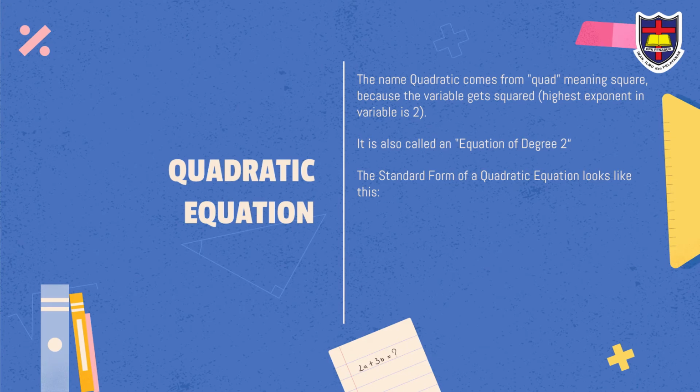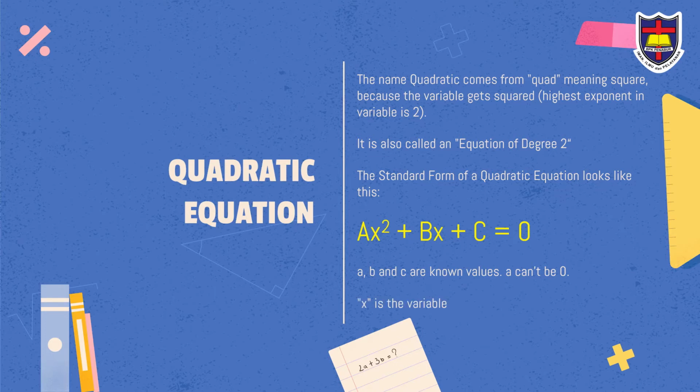So we can see the standard form of quadratic equation: ax squared plus bx plus c equals 0. A, b, and c are known values, and a can't be 0. And x is the variable, of course.